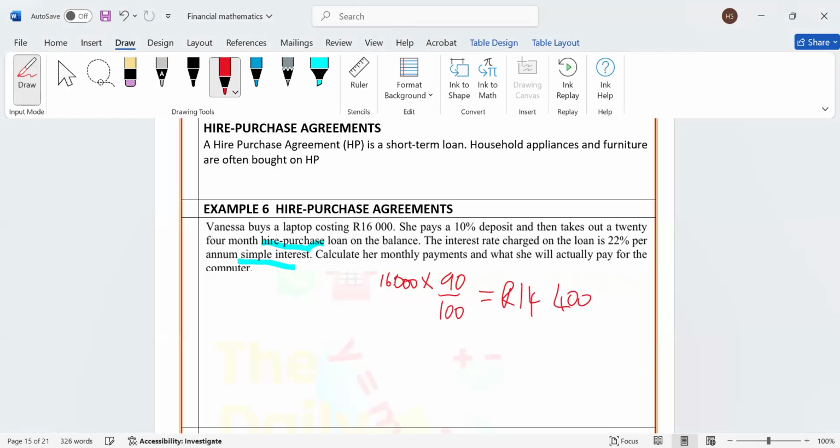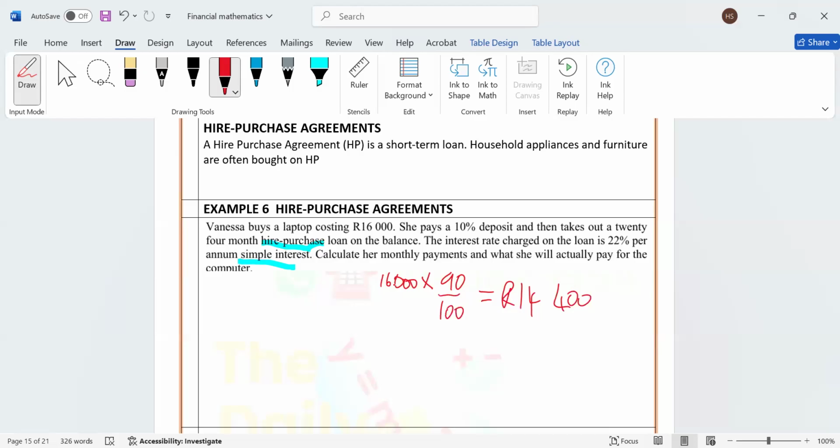Now this one starts to be a little bit complicated for learners. You're not borrowing 16,000. You're borrowing 14,400. How much did we pay towards the deposit? It's 10%. You could have started by saying 10 over 100 multiplied by 16,000, which would give the money you have paid. But that's not what we're interested in. We're interested in the money that is remaining, the money we are going to be owing them. We are owing them 14,400.